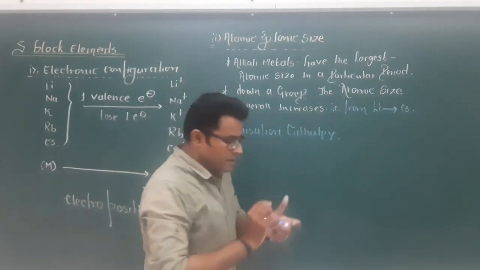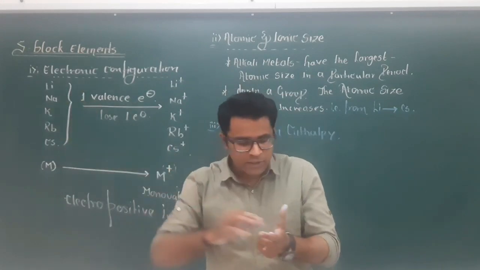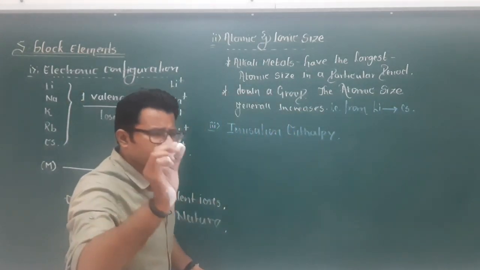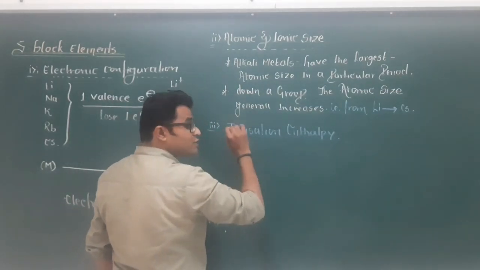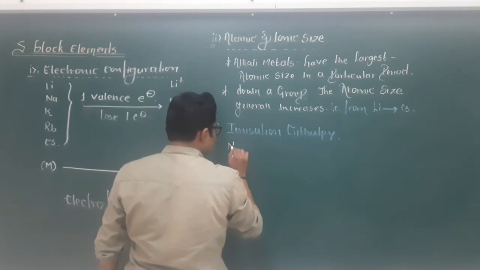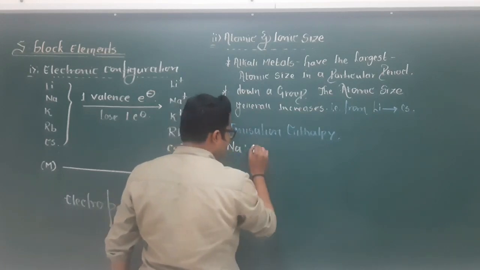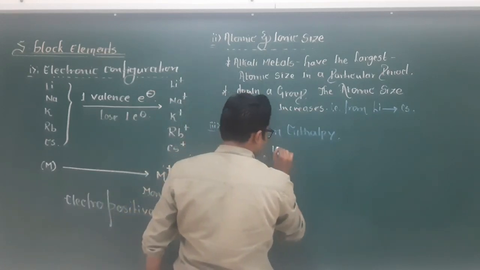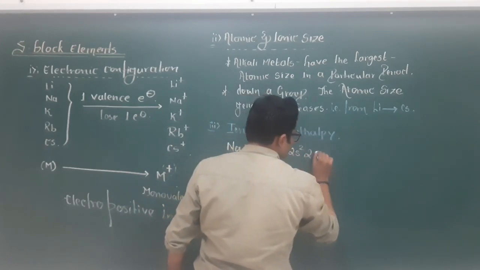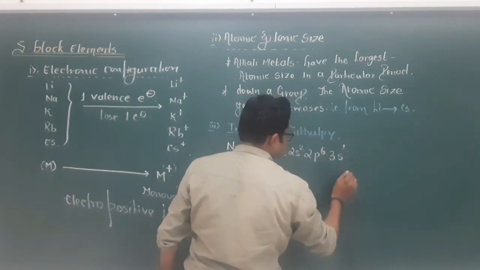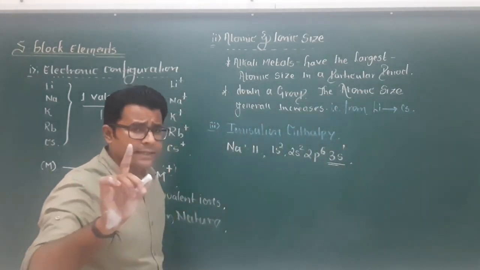When we take a look at its electronic configuration, it all depends upon the electronic configuration. If we take one example and discuss it, that would be much easier. Let's discuss simple sodium. As the atomic number is 11, we have 1s2, 2s2, 2p6, and of course 3s1. So can we say that the valence shell has one electron only?